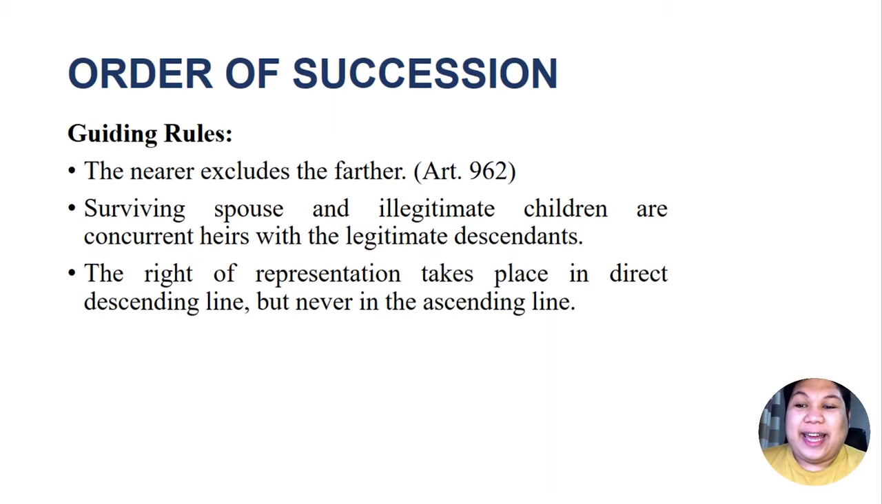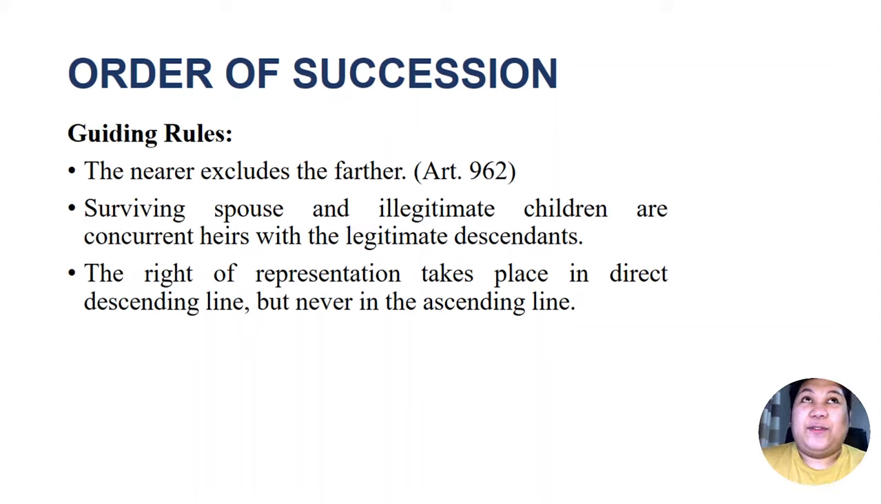Another rule is that the right of representation takes place in the direct descending line, but never in the ascending line. So, for example, A is the father, and there are two children, B and C. Both B and C can inherit their father's inheritance. But when B is already dead, he can be represented by his son or his child, who is also a grandchild of A. So the grandchild can represent his father in his father's right to claim the estate of his grandfather. You get my point?